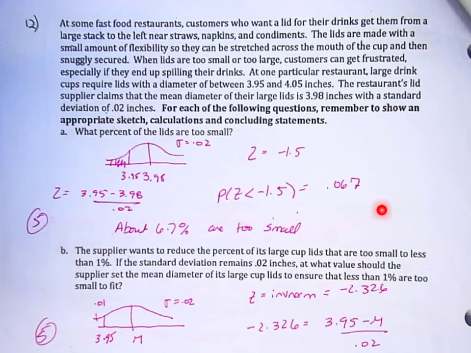Then you needed a probability statement, followed by getting your probability and answering with an iffy statement, something to the extent of: about 6.7% are too small. Notice that on this command you're going to have to do normalcdf, and you're going to have to go from negative 99 to a z-score of negative 1.5.